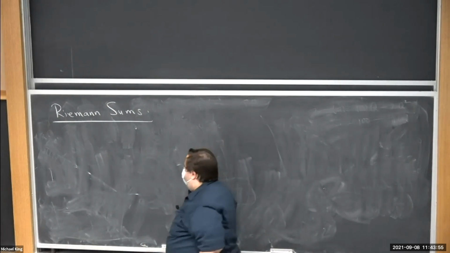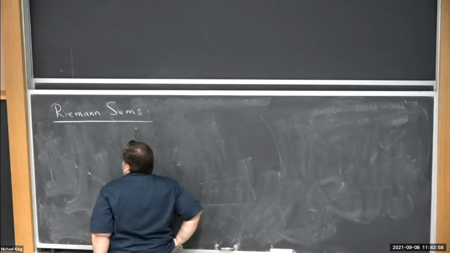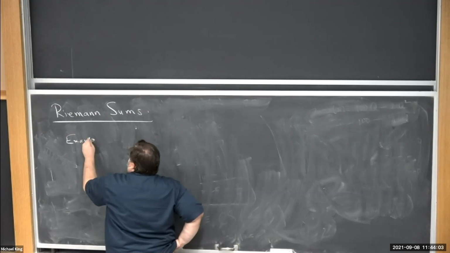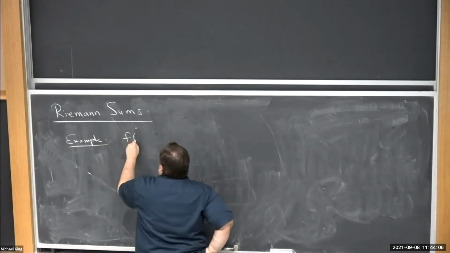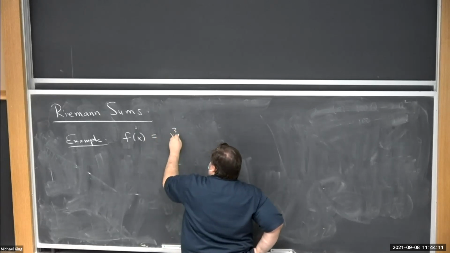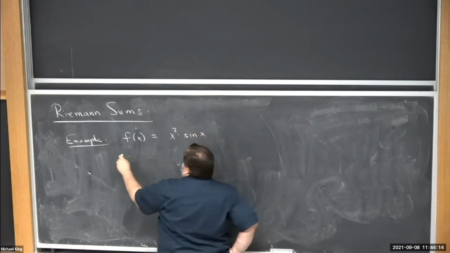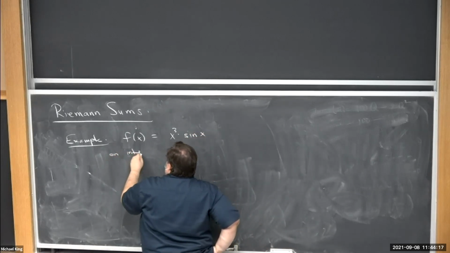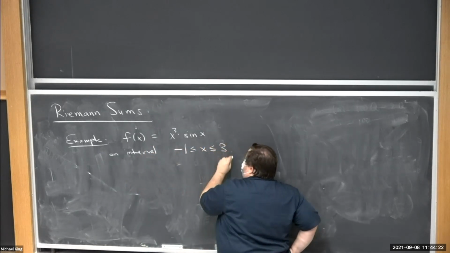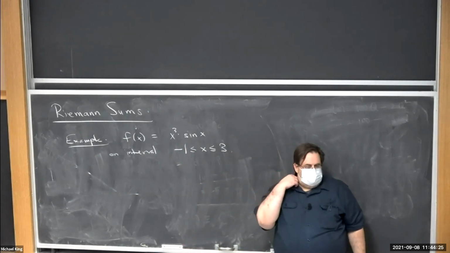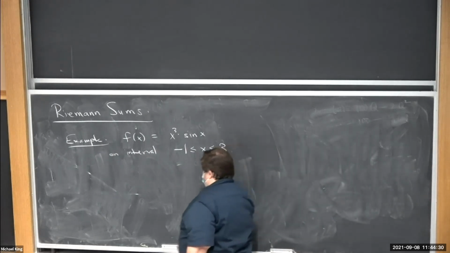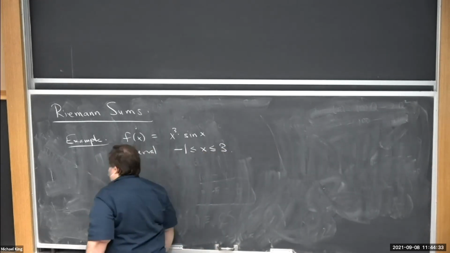We had an example, but maybe I'll pick a different example. Let's say we have f of x is x cubed times sine x on the interval -1 less than or equal to x less than or equal to 3. Okay. And say we want to write down a Riemann sum for this. Actually, I just totally made this function up.